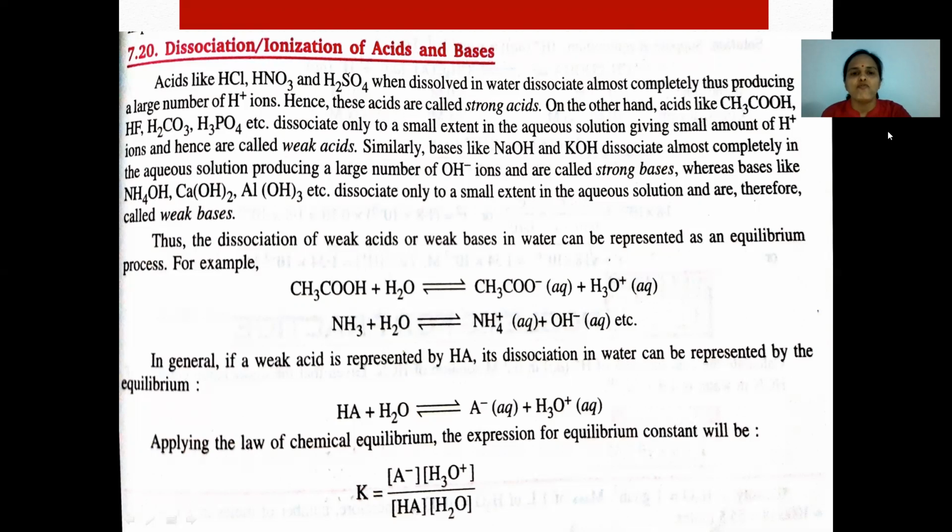In general, if a weak acid is represented by HA, its dissociation in water can be represented by the equilibrium HA + H2O gives A- + H3O+. When I apply the law of chemical equilibrium, the expression for the equilibrium constant will be K equals the molar concentration of A- times the molar concentration of H3O+ divided by the molar concentration of HA times the molar concentration of H2O.